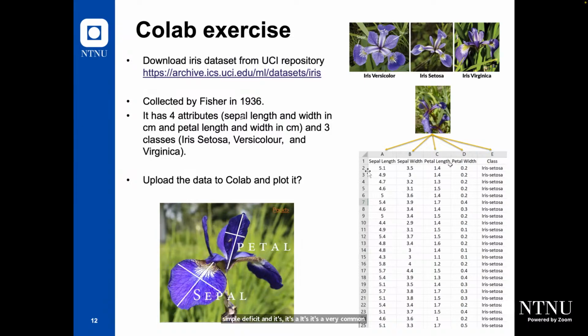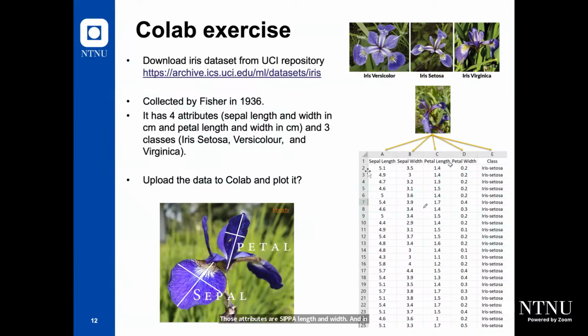In fact, this dataset is used for testing models. So if you want to compare two models, you can just use a standard dataset for benchmarking. This dataset was collected by Fisher in 1936, and it has 4 attributes. As you can see here, it consists of 4 columns. The first 4 columns, A, B, C, and D, we call input features. Those attributes are sepal length and width in centimeters, and petal length and width in centimeters.